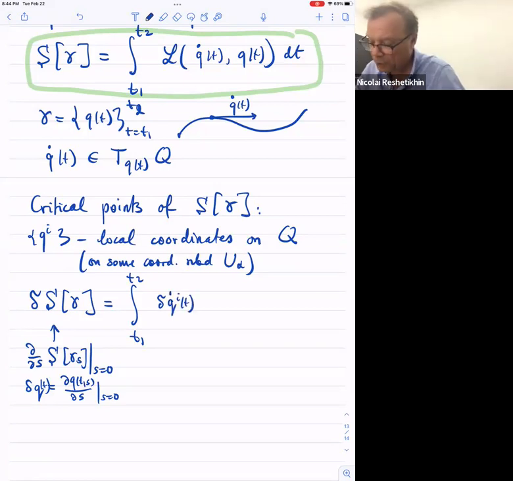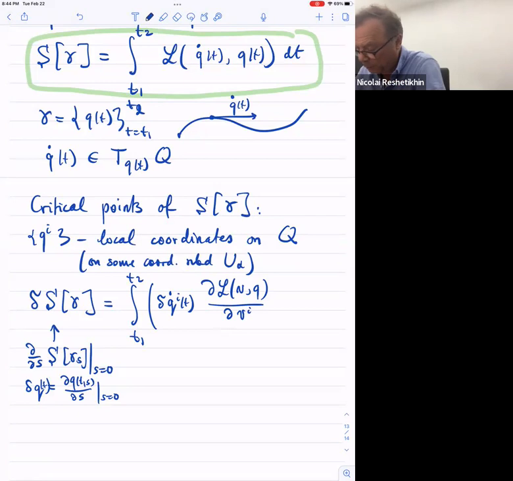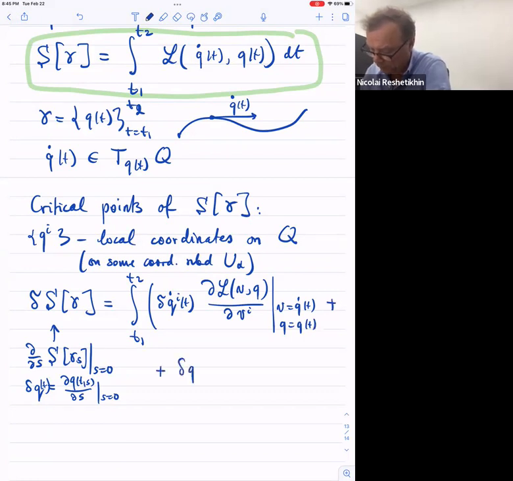I will do the small variation of q. So if I do it in the first argument, I'll have to differentiate L with respect to the first argument. And then I have to substitute back v is q dot t, q is q t, plus I do the same with the second term. So I'll have dL/dv^i, same thing.